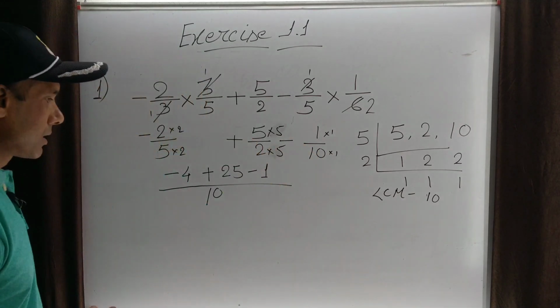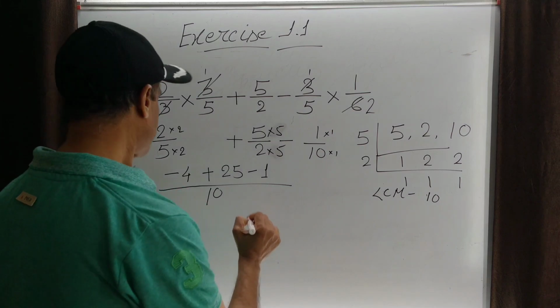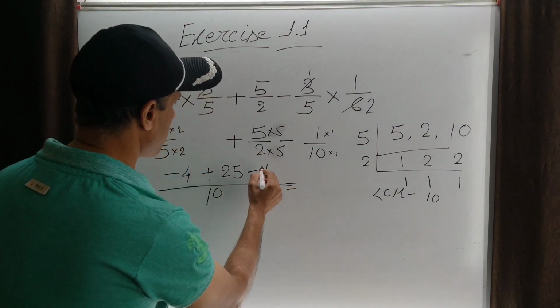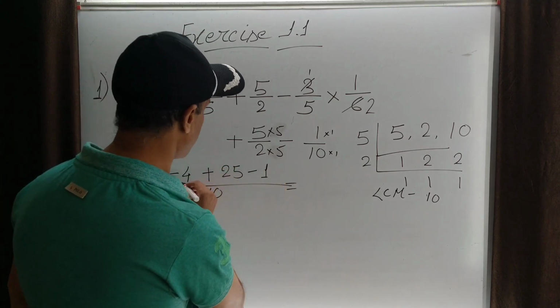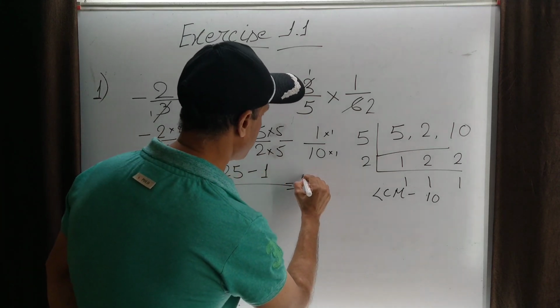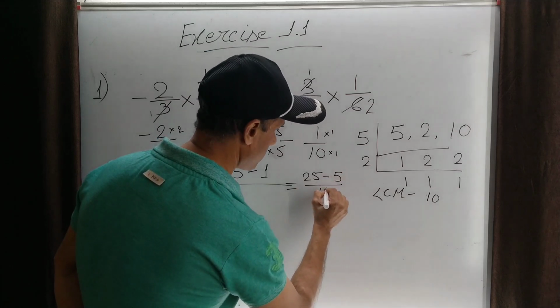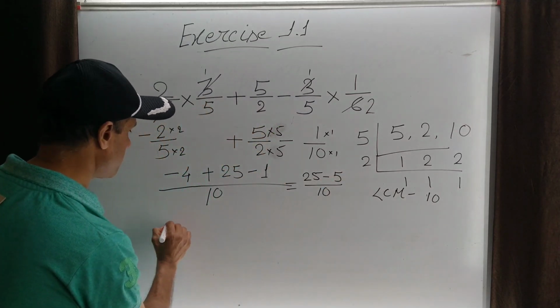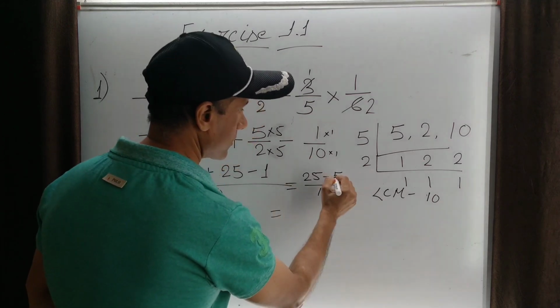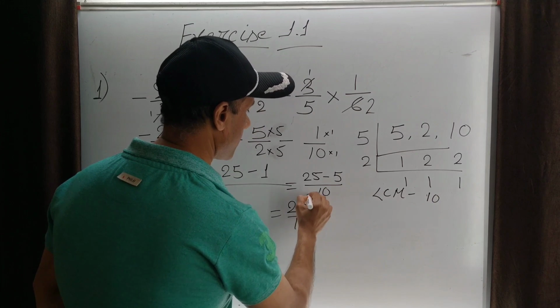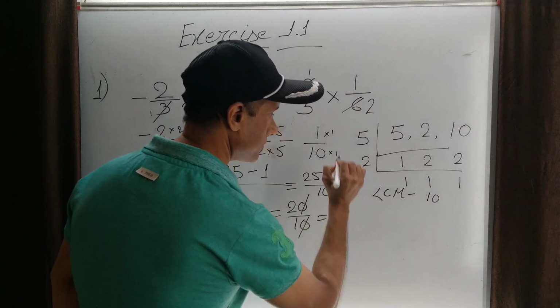Now you solve. This equals minus 1 minus 4, that is minus 5. So we have 25 minus 5 divided by 10, that equals 20 by 10, and your answer is 2. Understood?